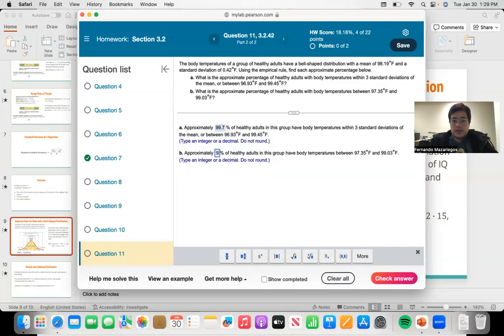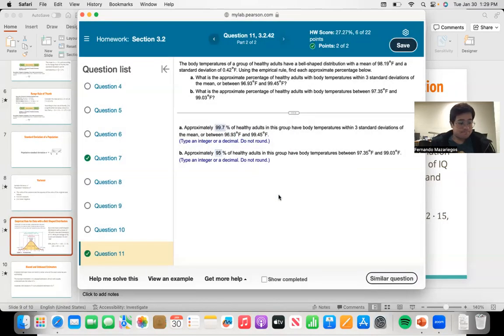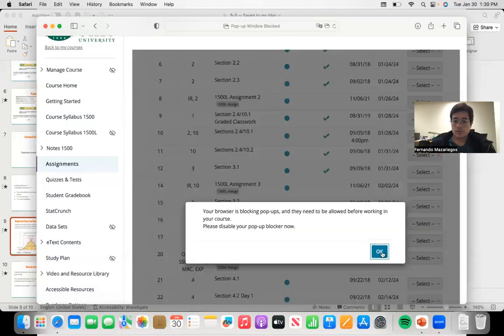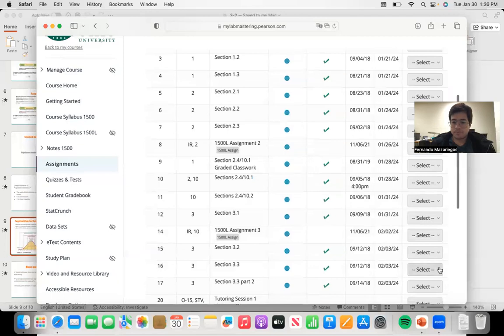So the answer here is 95%. And that's it. If we had gotten 1 standard deviation as our result, that would be 68. If we had 3, again, that's part A, right? So 99.7. Good. So let's now go to section 3.1. I mean 3.3.